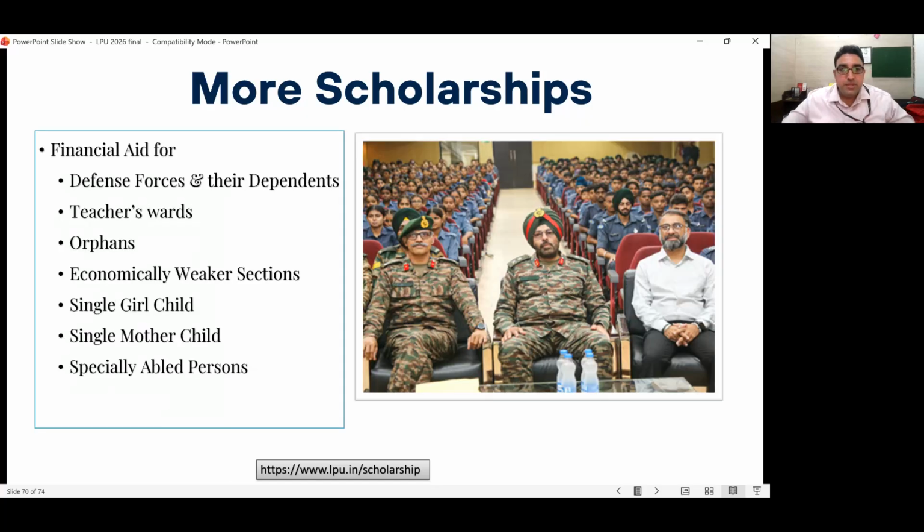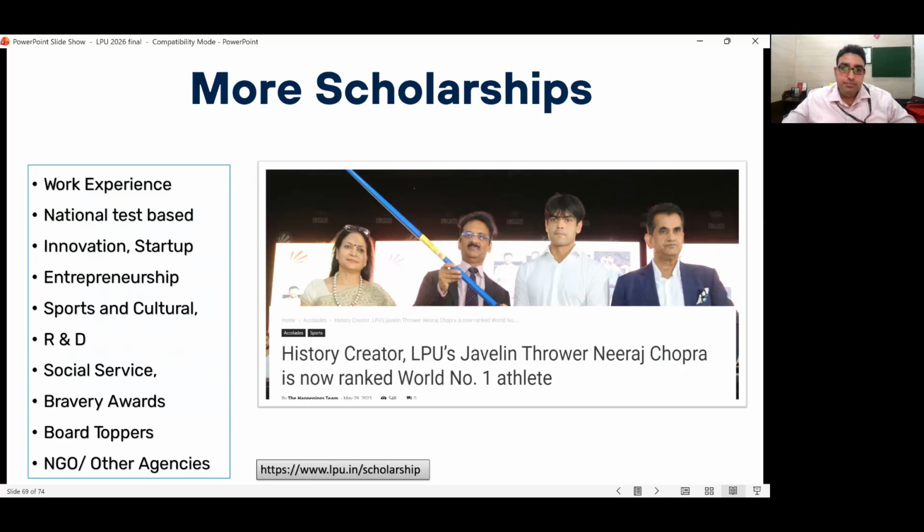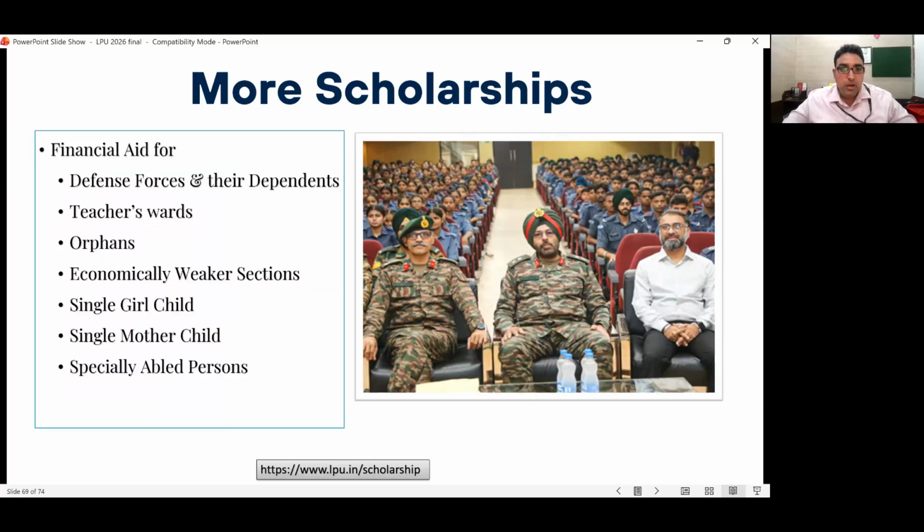Right. So more scholarships are there on the basis of national test, innovation, startup entrepreneurship, sports and culture, R&D, social services, bravery awards, board toppers. If you are a board topper, you can have a scholarship. If you are a ward of any defense personnel, meaning Indian Air Force, Indian Navy, or you're a ward of CAPF personnel, you have a scholarship.